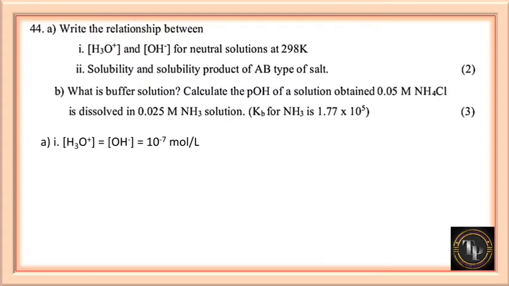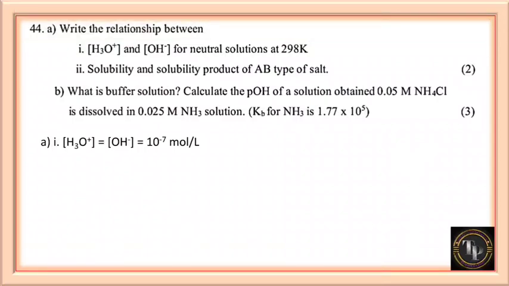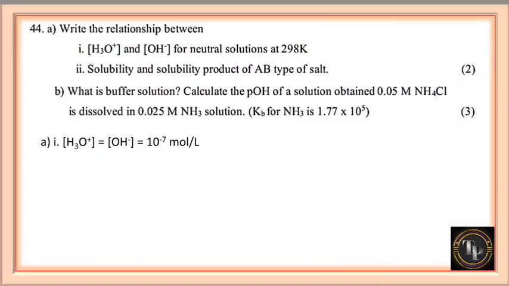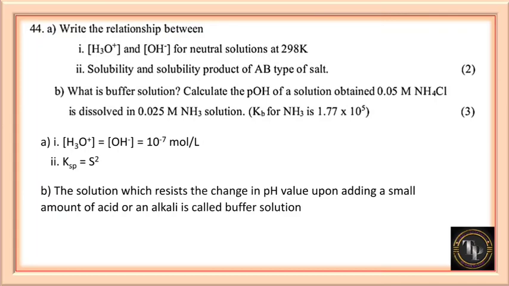both are equal and equal to 10 power minus 7 mole per liter. Solubility and solubility product, relation between solubility and solubility product of AB type salt. Already I have made a video on equilibrium. If you have not seen, go through the video. The link is given in the description. You will come to know how to get the solubility and solubility product. Solubility product is denoted by KSP, solubility denoted by S. For AB type crystals, KSP is equal to S square. KSP is a solubility product constant, S is a solubility.